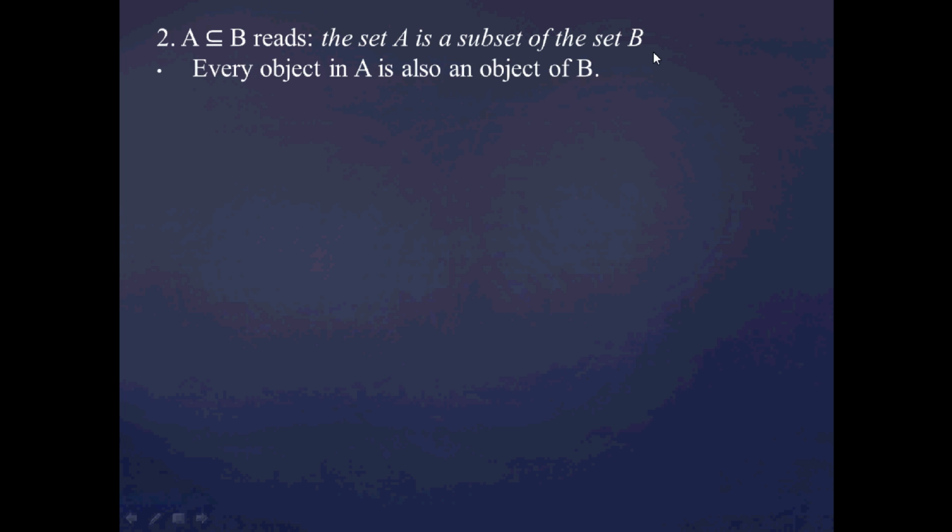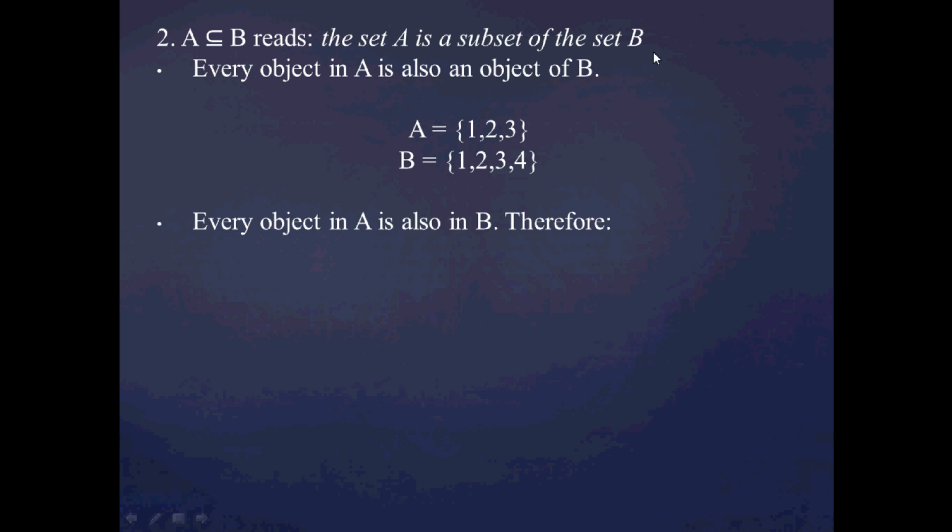Well, it means that every object that's in the set A is also an object of the set B. So if X is in A, it's also in B as well. So let's take an example. Let's say A is the set containing 1, 2, and 3. B is the set containing 1, 2, 3, and 4.